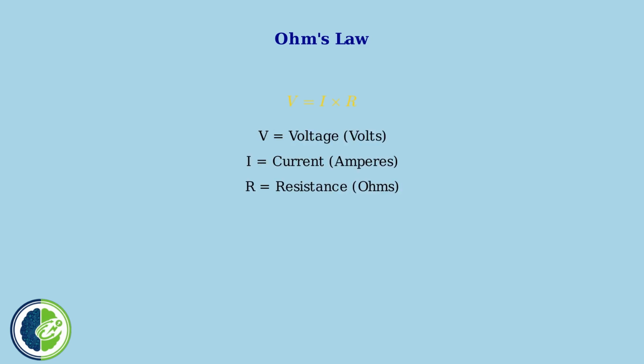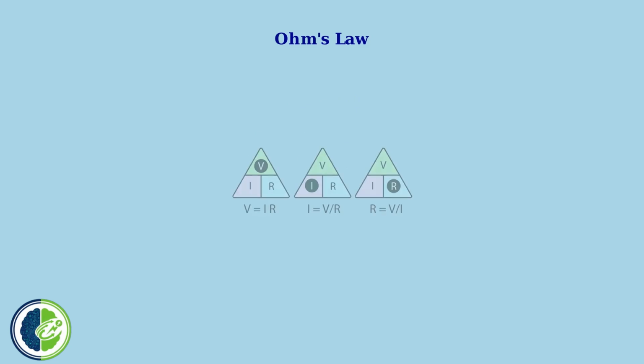V represents voltage measured in volts. I represents current measured in amperes or amps. R represents resistance measured in ohms. The beauty of Ohm's law is that we can rearrange this formula to solve for any of the 3 variables. Here's a helpful triangle diagram that shows all 3 forms of the equation.